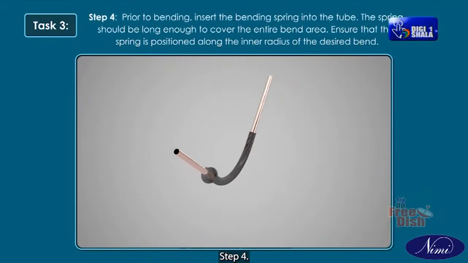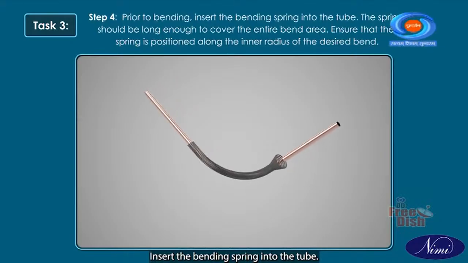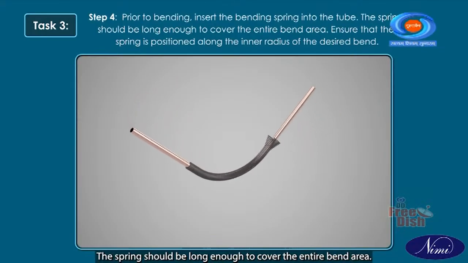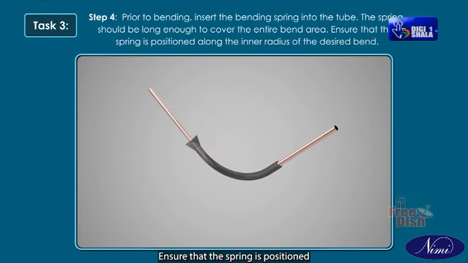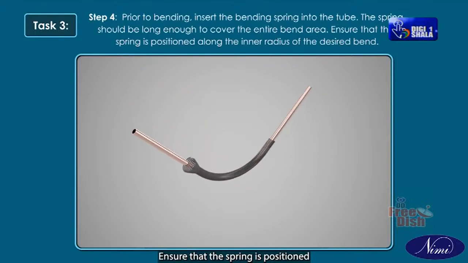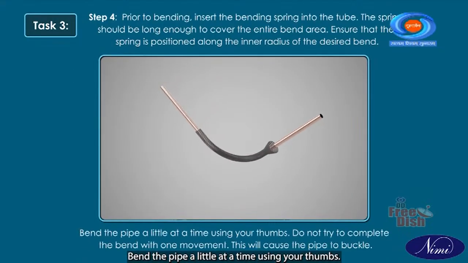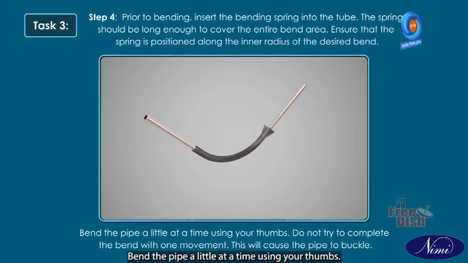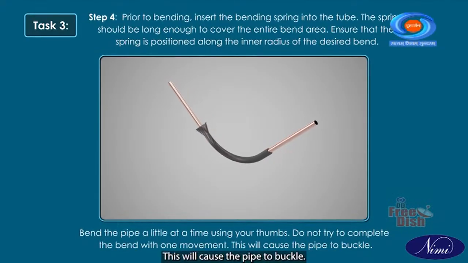Step 4. Prior to bending, insert the bending spring into the tube. The spring should be long enough to cover the entire bend area. Ensure that the spring is positioned along the inner radius of the desired bend. Bend the pipe a little at a time using your thumbs. Do not try to complete the bend with one movement. This will cause the pipe to buckle.